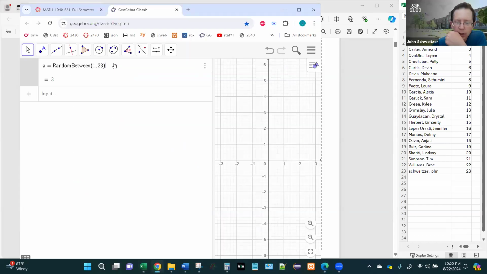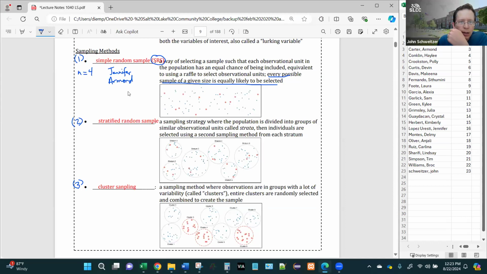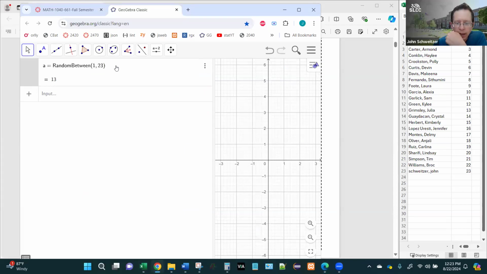So come back over here. I'm going to hit enter again. 13. 13 is Julia Grimsley. Looks like you're here. Great. So Julia, and then we do it again. So I'm going to come over here. I'm going to hit enter.